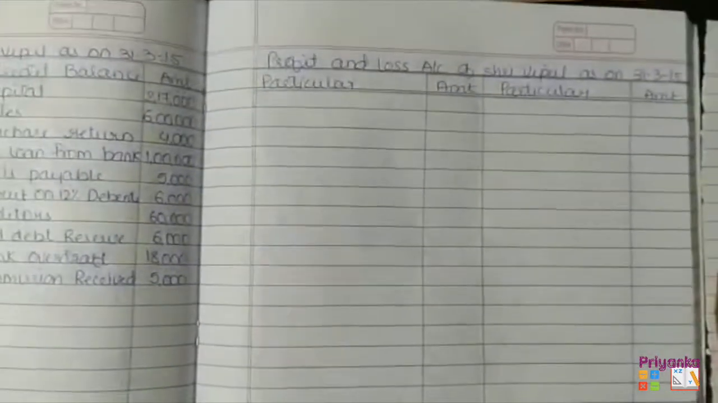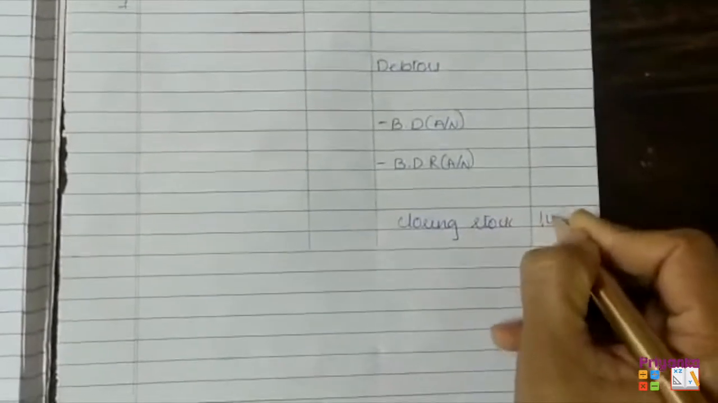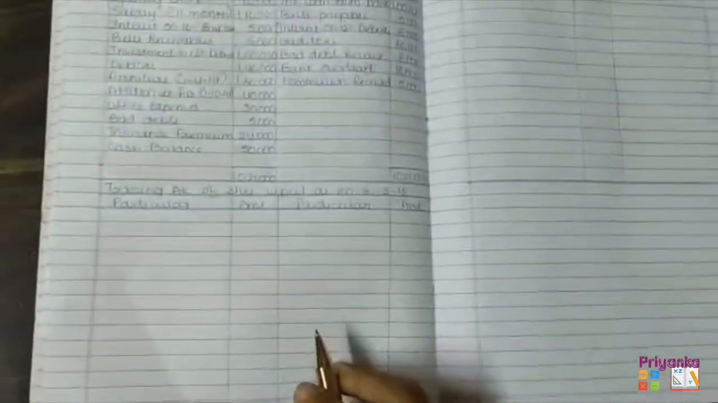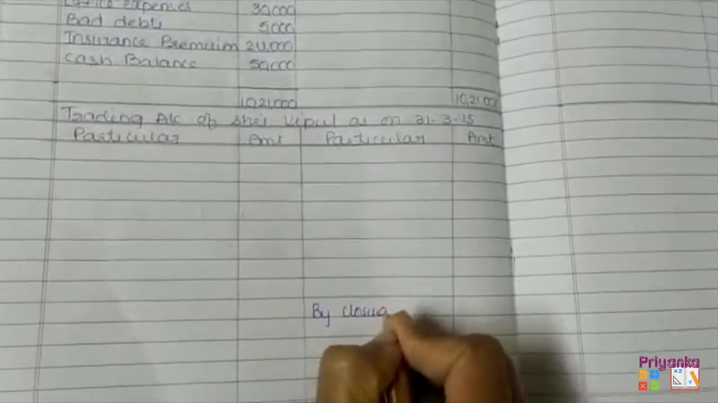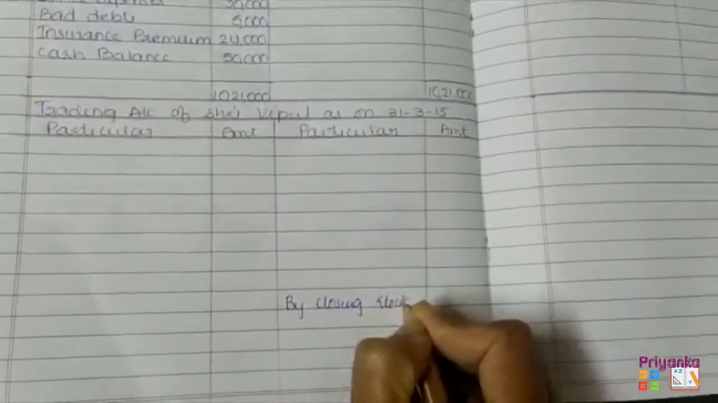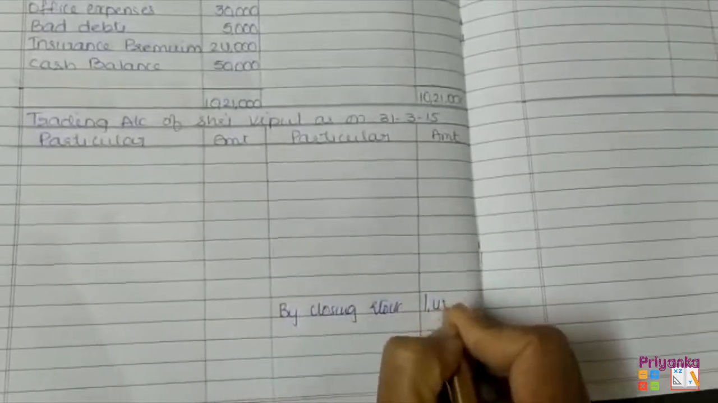So here we will give the entry for the closing stock. One will come in the balance sheet asset side, closing stock 1,45,000, and another entry will come in the trading account credit side, closing stock, that is 1,45,000.